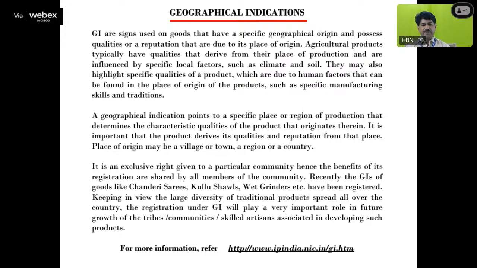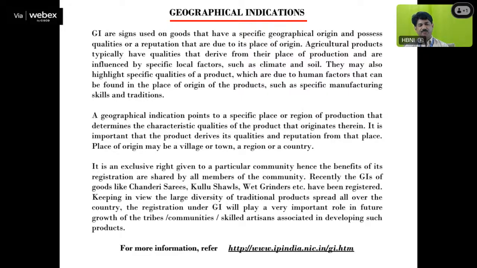A few years back, GIs were given for various goods in India, like Chanderi saris. They have that particular sari. Then Kullu shawls. In Himachal Pradesh, they have this beautiful shawl made of very nice fabric. So they have also gone for the GI tag for Kullu shawls.